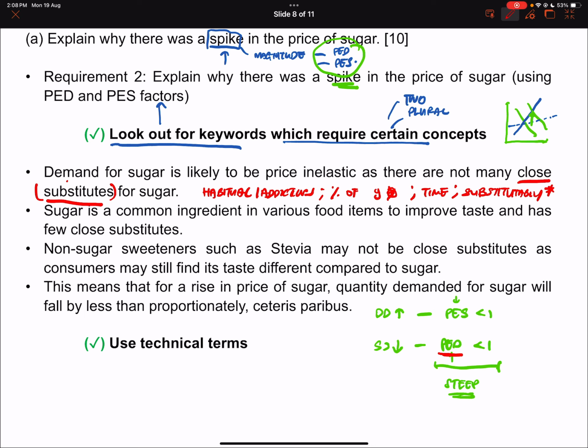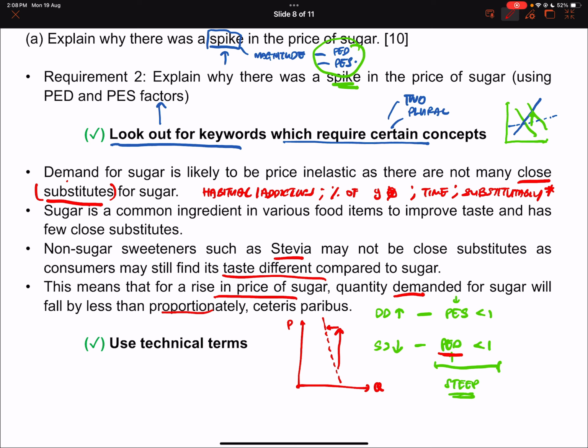So if you want a substitute for sugar, there really aren't many. Things like stevia work as a substitute, but they just don't taste the same. So you say, yeah, there are actually not very close substitutes for sugar. So for a given rise in price, quantity demanded will fall less than proportionally. So if you look at this, P is on the y-axis and Q on the x-axis. If you increase prices by a lot, quantity demanded only falls very little, aka steep.